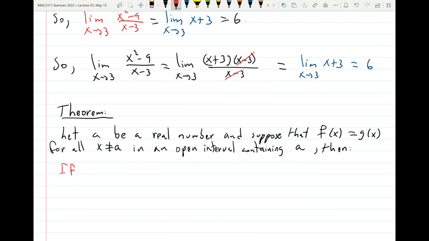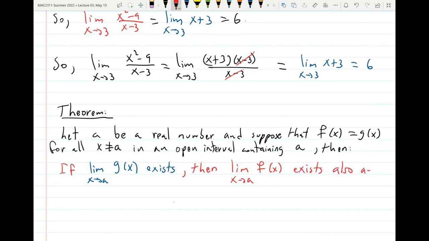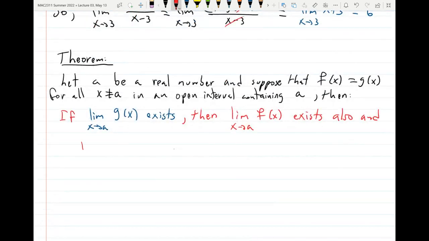if the limit as x approaches a of g of x exists, I should say this because this is my blue limit, like x plus 3. If this limit exists, then we have that the limit as x approaches a of f of x exists also, and moreover is equal to the blue limit.